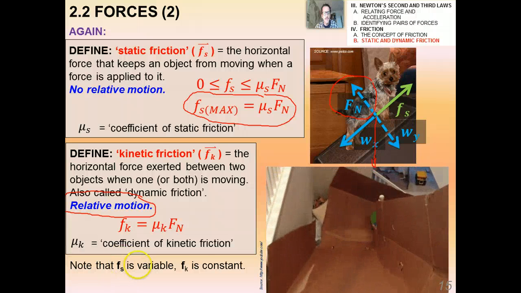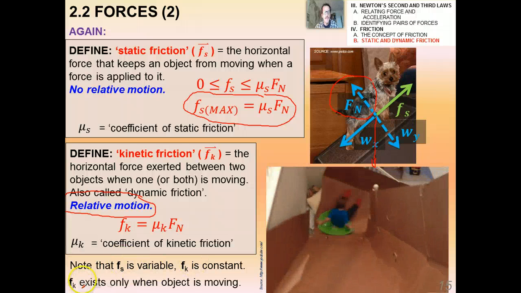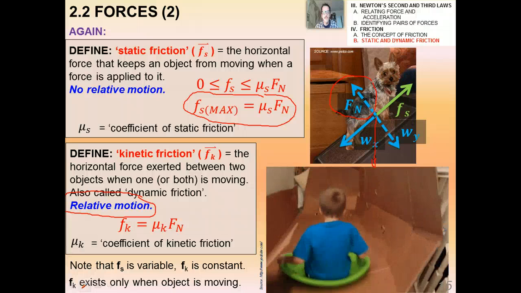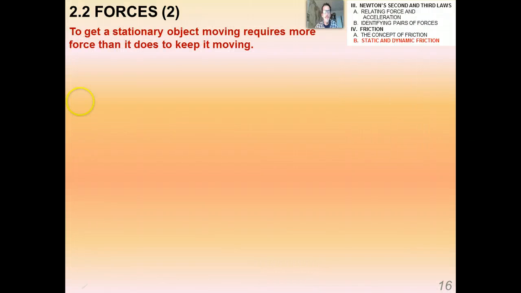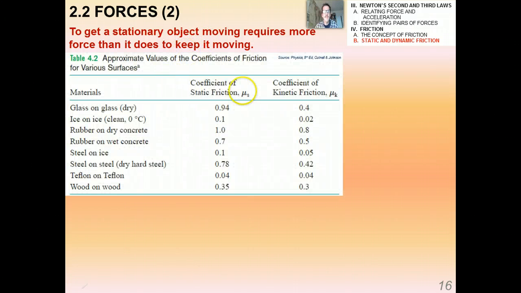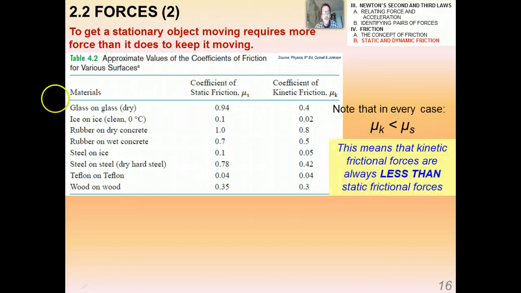Note again that f sub s is variable, f sub k is constant, and f sub k only exists when the object is moving. You may have noticed that to get a stationary object moving requires more force than it does to keep it moving, and that's because the coefficients of static and kinetic friction are different. Note that in every case, you might want to pause the video and actually study these values. In every case, the value of kinetic friction, the coefficient of kinetic friction, mu sub k, is less than it is for the static friction.